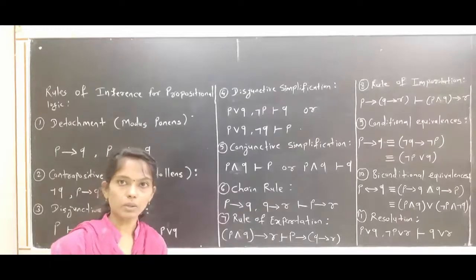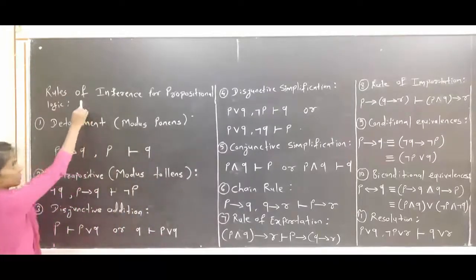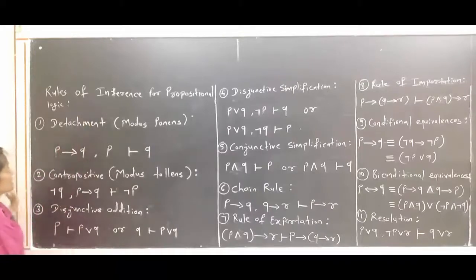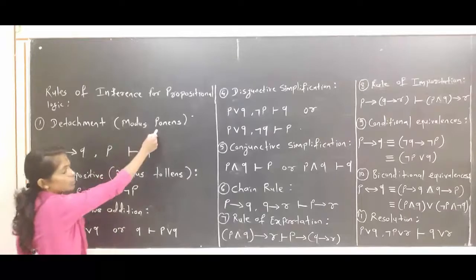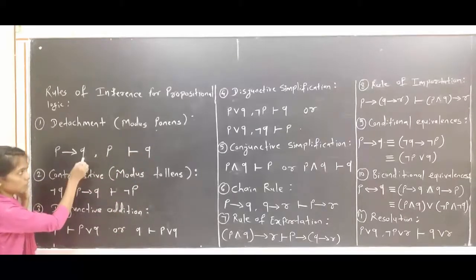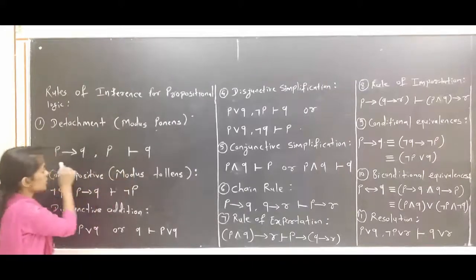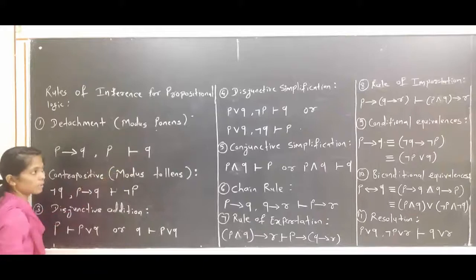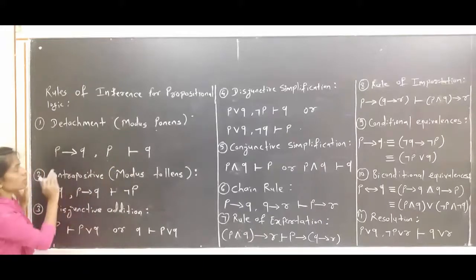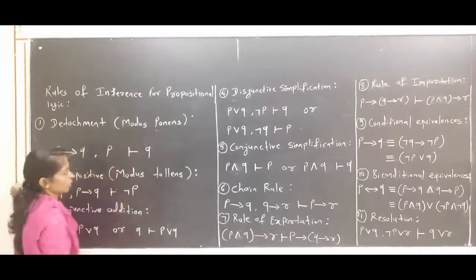Now we see the rules of inference for propositional logic. First rule, detachment. It is also called Modus Ponens law. See here, P implies Q and P, conclusion Q. So these two are the premises and Q is the conclusion. So P implies Q and P, we get Q.